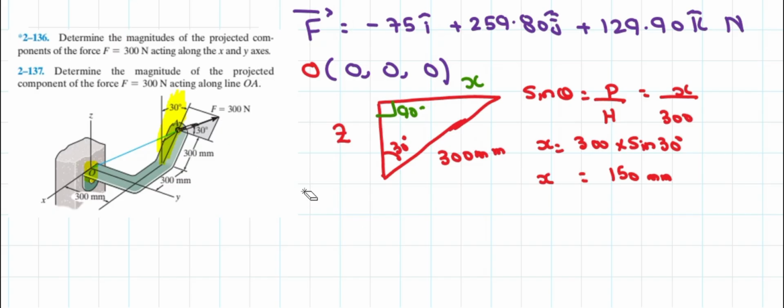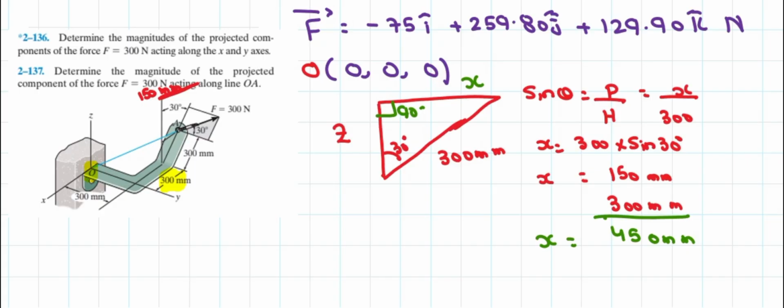But remember, this x distance right here is measured from this starting point. If you see the diagram, this x distance is measured from this starting point right here. This is basically our 150 millimeter. And this distance is also an x distance measured from the origin. So the total x distance can be written as 150 plus 300 millimeter, which is equal to 450 millimeter measured from the origin. So the total x distance is nothing but 450 millimeter measured from the origin.